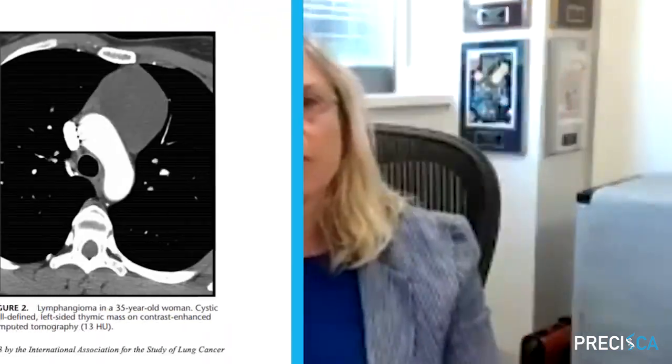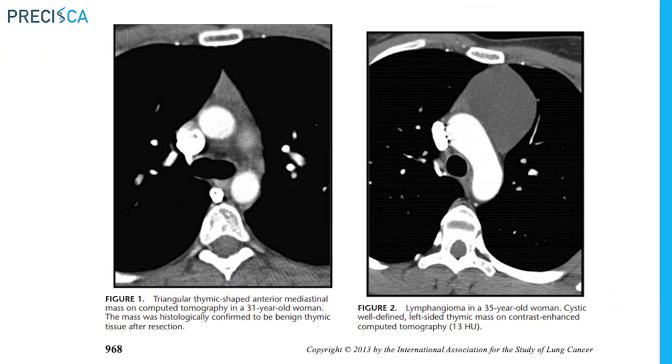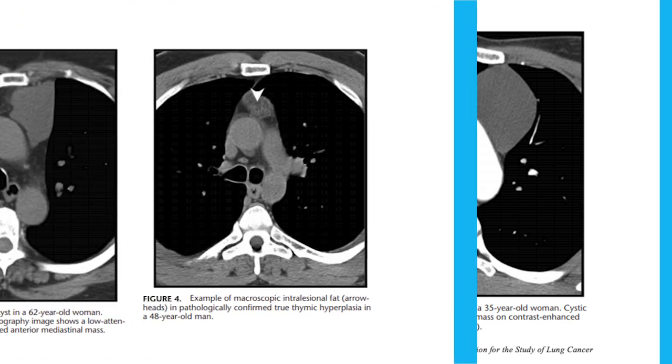And I'll share that image with you. This was a paper we published in the Journal of Thoracic Oncology, distinguishing benign thymic lesions from early stage thymic malignancies on CT. And as you can see, some of these images show the classic typical appearance of normal thymic tissue, this triangular appearance. This patient had a cystic lesion, which was a lymphangioma. And you see a simple cyst, but the characteristics do overlap.